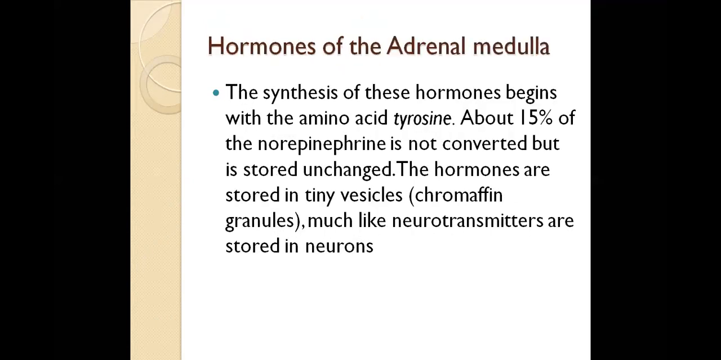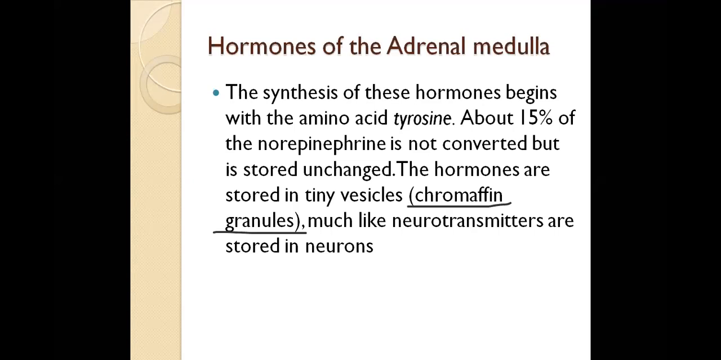The hormones of the adrenal medulla: the synthesis of these hormones begins with the amino acid tyrosine. About 15% of norepinephrine is not converted but is stored unchanged. The hormones are stored in tiny vesicles. We call them chromaffin granules, much like neurotransmitters, which are stored in the neuron.